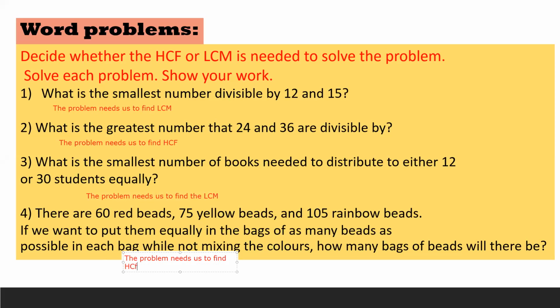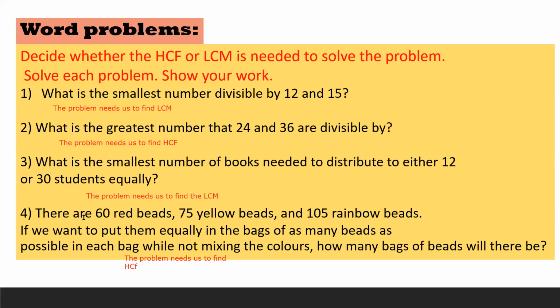Okay, so in number 1, what is the smallest number divisible by 12 and 15? So we need to find the LCM. 60. And number 2 needs to find the HCF. The question is the greatest number that 24 and 36 are divisible by. And number 3, what is the smallest number of books needed to distribute to either 12 or 30 students equally?